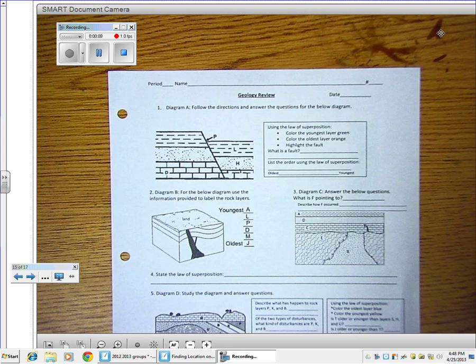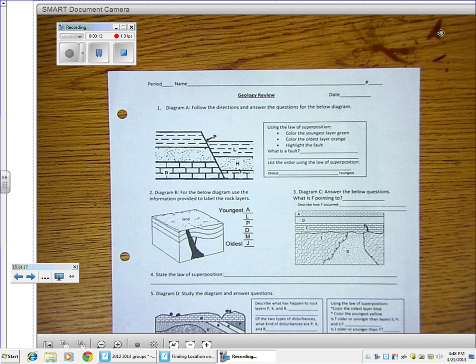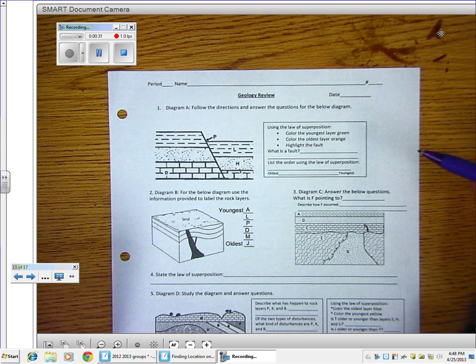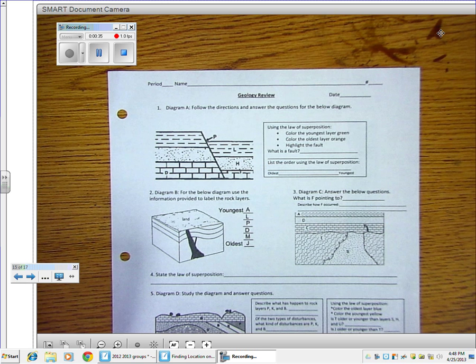Okay, as promised, I told you that I would go over this sheet here, the geology review, in case you all had any questions about this, and so that you can check your work so that you're prepared for your test. So, if we look at the first part that has diagram 1, it says follow the directions and answer the following questions for the below diagram.